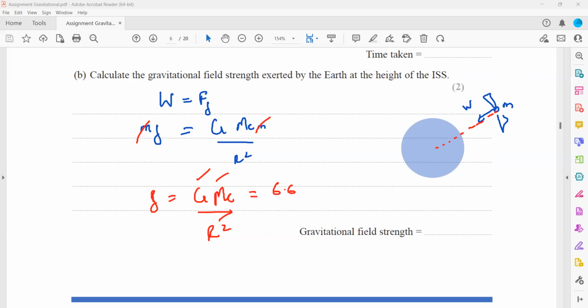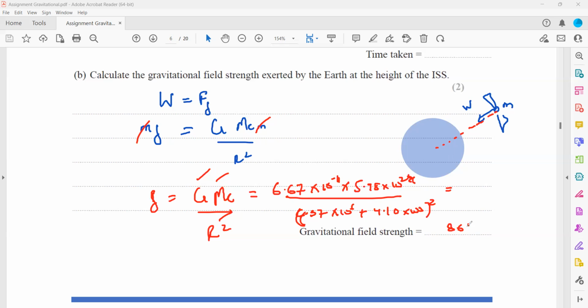The value of G is a constant. You will find the value for the constant at the end of the exam. 6.67 into 10 to the power minus 11. The mass of the Earth is 5.98 into 10 to the power 24, divided by the distance, which will be 6.37 into 10 to the power 6 plus 4.10 into 10 to the power 5, and then square. So this will be about 8.68 Newton per kilogram. That's the value for the gravity.